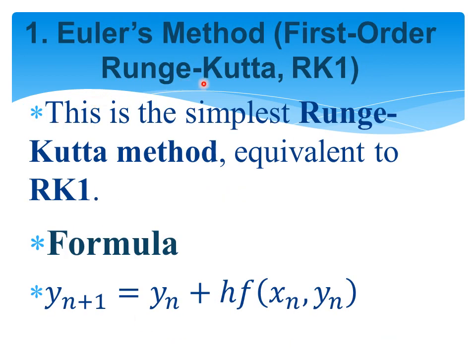Euler's method, first order Runge-Kutta, RK1. This is a short form RK1. This is the simplest Runge-Kutta method, equivalent to RK1. Formula: y(n+1) = yn + h f(xn, yn).